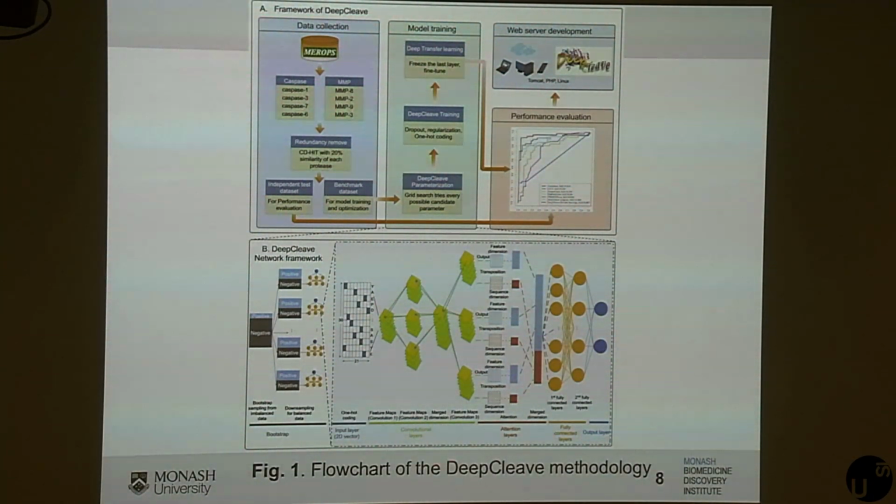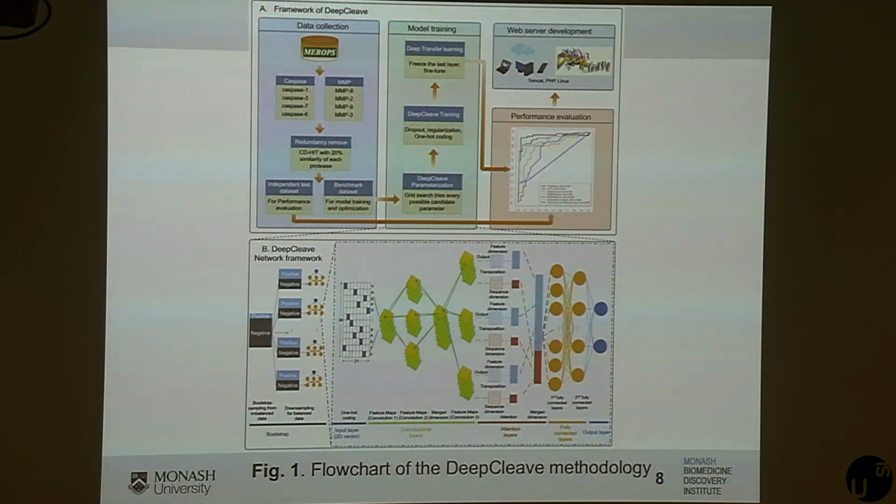This is a flow chart of our developed DeepCleave methodology. There are several features of this DeepCleave method compared with existing literature. To our knowledge, this is the first deep learning-based algorithm for predicting cleavage targets of proteases. Second, it utilizes a very simple sequence encoding approach to capture the local determining information of substrate specificity. We call it one-hot encoding. It's very simple, straightforward to use in machine learning, and very easy to encode and feed into the model.